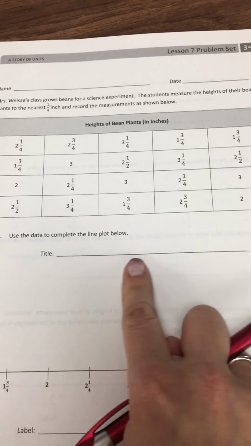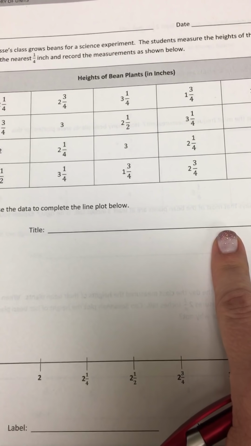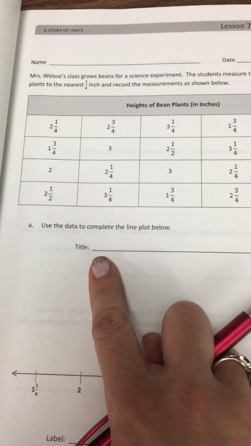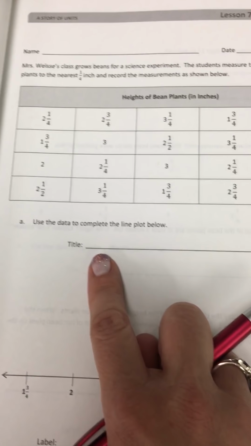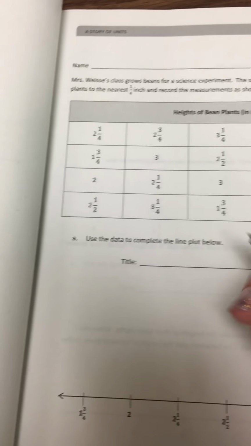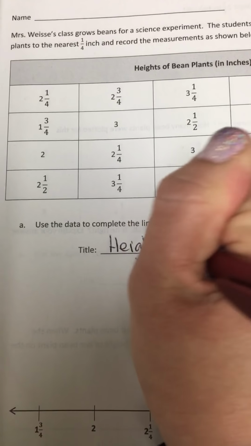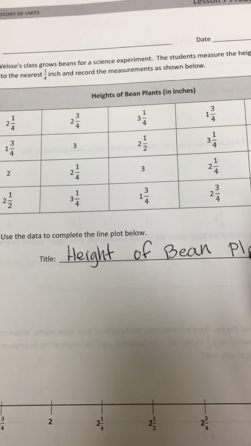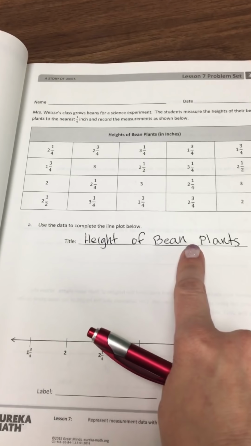Now, it asks for a title right here. So the title, you just want to find something that would match what you were doing. So if the students were measuring the heights of how tall their bean plants were, you're not going to call it something ridiculous like unicorn horn lengths, because you're not measuring unicorn horns. I'm just going to call it just what they did up here, height of bean plants. Or you could call it bean plant measurements or something. Just something so that you know that it's referring to measuring the height of bean plants.